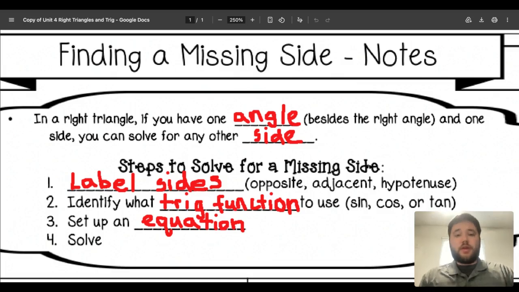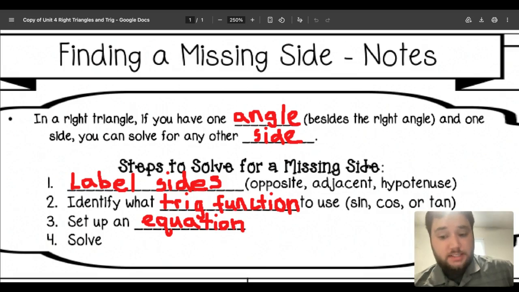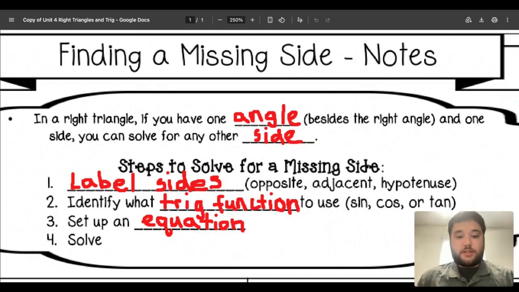Now, listed below are the steps that we're going to use to solve these, and I'll do the examples in a second. I'll reference these steps as we go through the examples, but first we're going to label sides, just like we reviewed in the couple slides before this module. Then we're going to identify which trig function to use, which we also reviewed earlier in this module. And then we are going to set up an equation and solve it. That's the new part that we're going to go over in this lesson. So let's go to the examples.